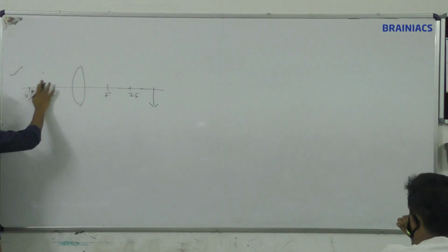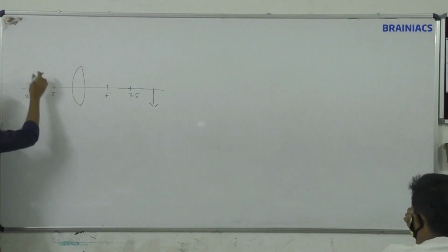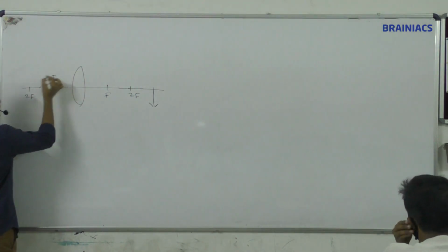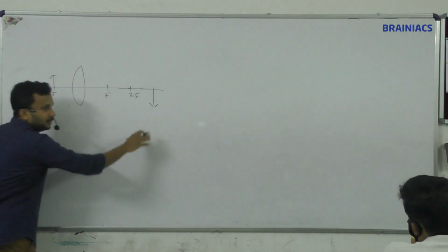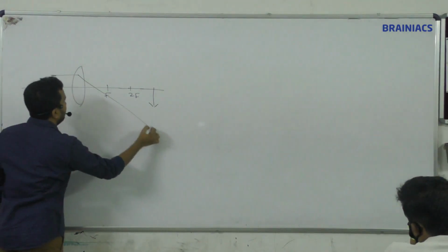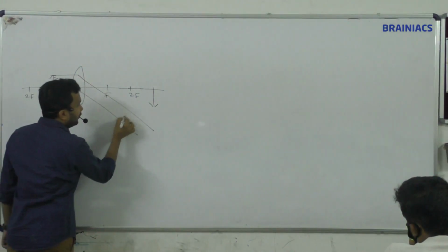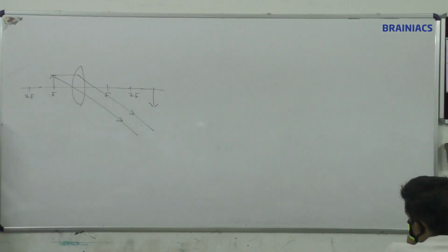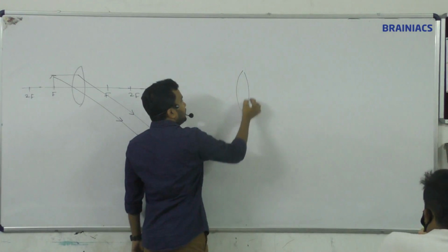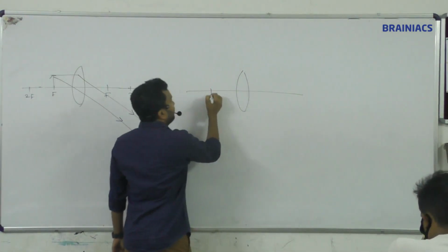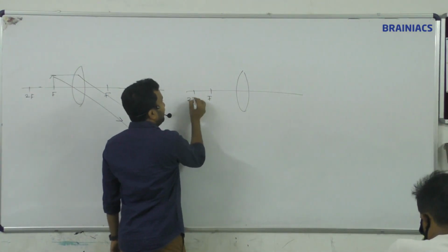Similarly, if I place the object at the focus, where will the image be formed? The image is at infinity because parallel rays will go. One ray will go like this, and the second ray will go like this. Both are parallel rays. This is what we learned. So the same principle we learned is used here, nothing else.